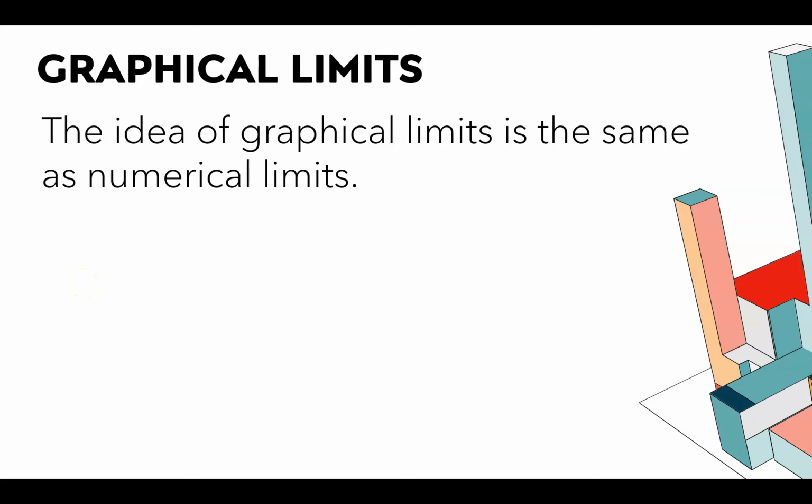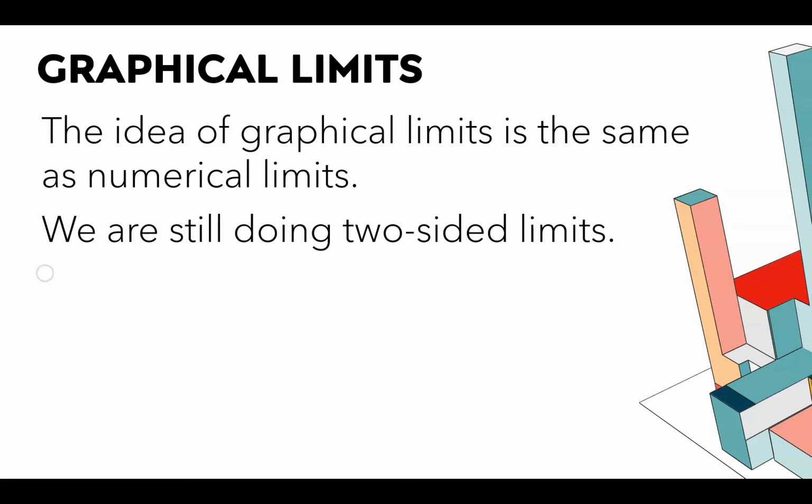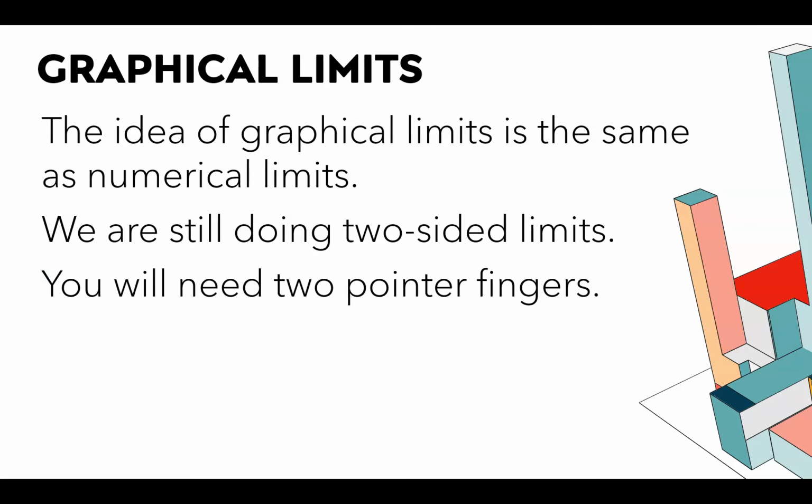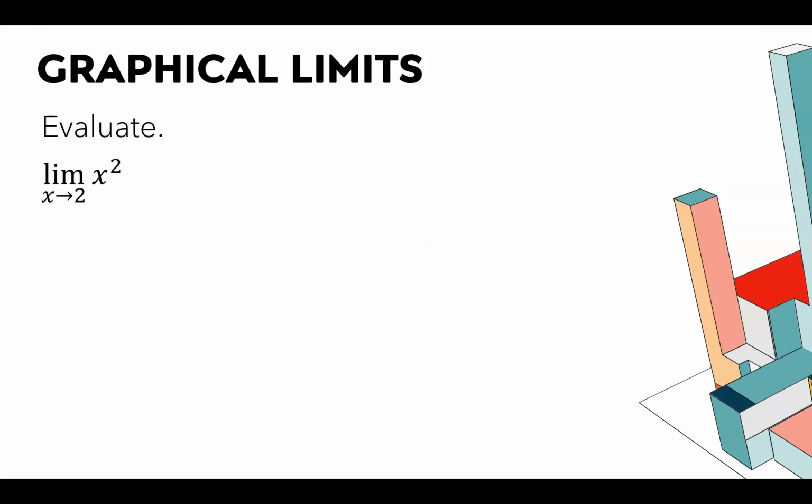So if you understand what a numerical limit is, the idea of a graphical limit is kind of the same, just instead of substituting in x values, we're going to use x values closer and closer to our target point and see what happens to the y values. We're still doing two-sided limits. I can't really make you, but on here you should just kind of be pointing at the screen.